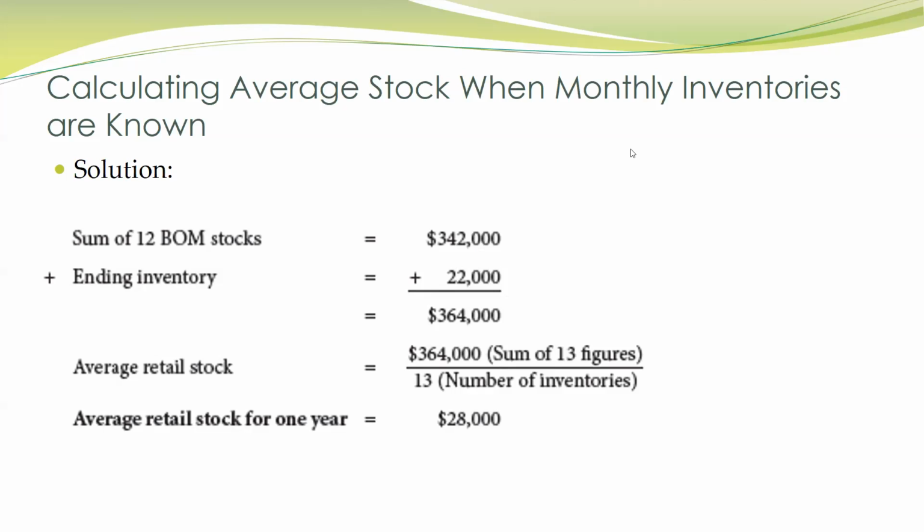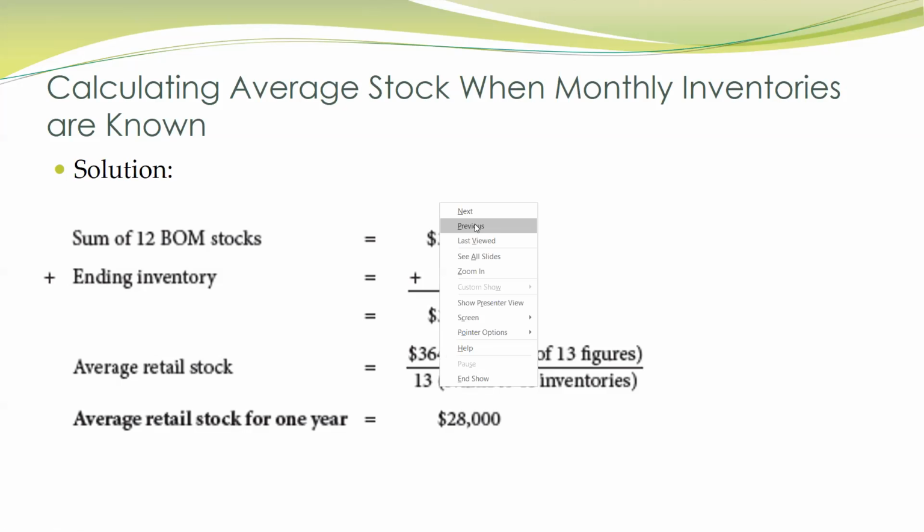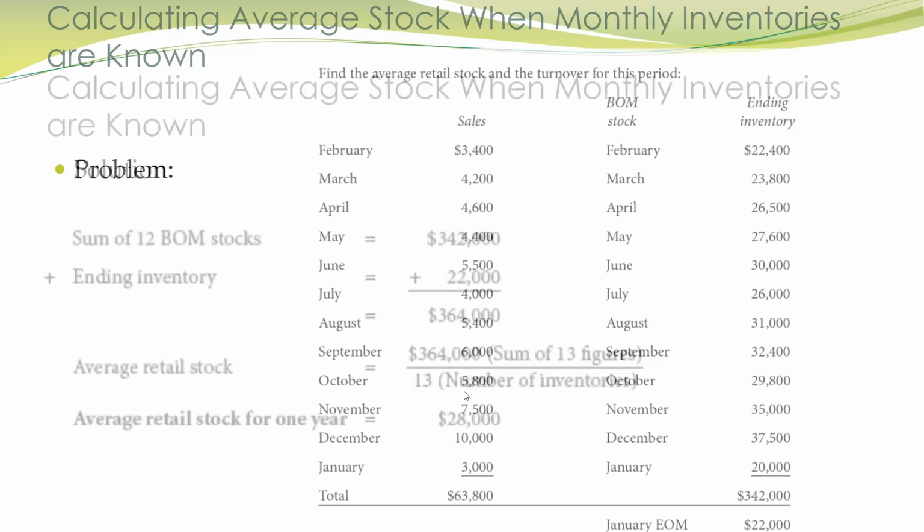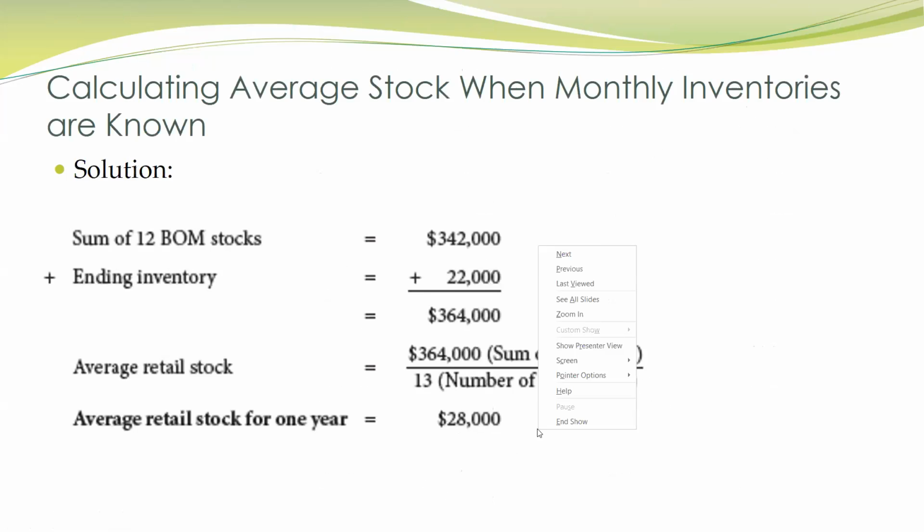Right. Great. So now we have our average retail stock. How do we find our turnover? So your total sales is 63,800. I mean, not this was calculated, only these numbers were given to you. This is a calculated figure. So given this is your net sales and your average retail stock is 28,000, how much do you think is the stock turnover?